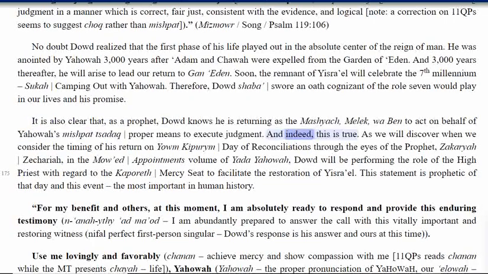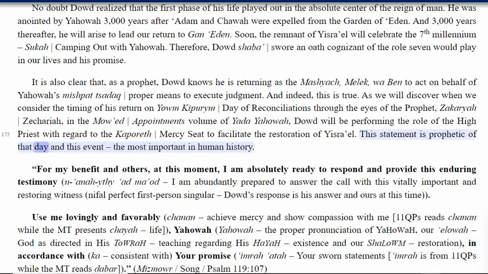And indeed, this is true. As we will discover when we consider the timing of his return on Yom Kippurim, Day of Reconciliations, through the eyes of the prophet Zechariah in the Moed, Appointments volume of Yada Yahowah, Dowd will be performing the role of the high priest with regard to the Kaporeth, mercy seat, to facilitate the restoration of Israel. This statement is prophetic of that day and this event, the most important in human history.